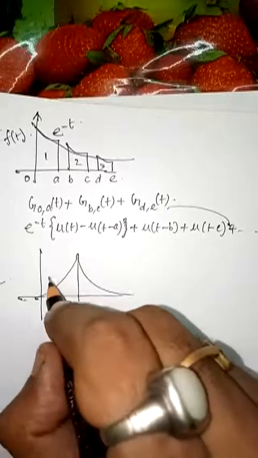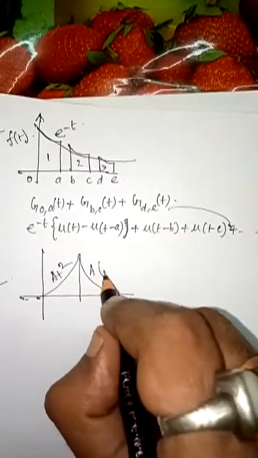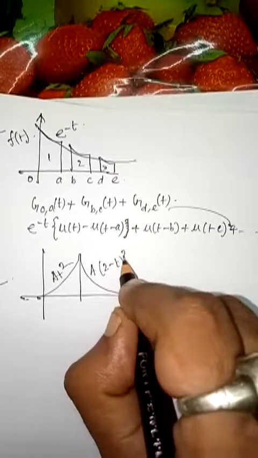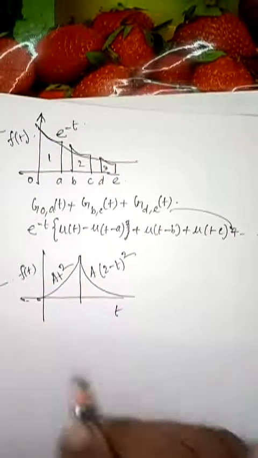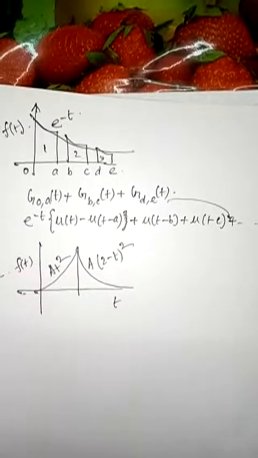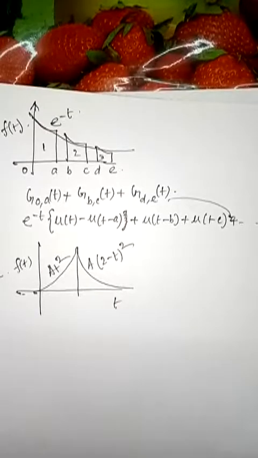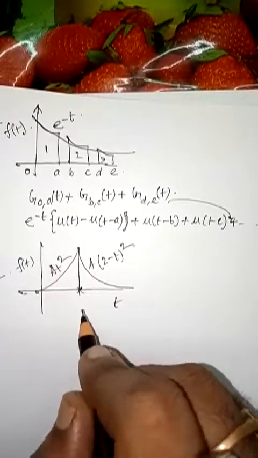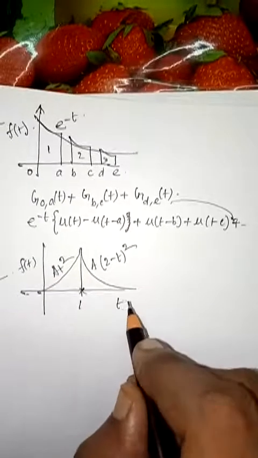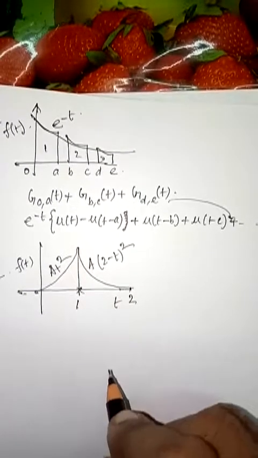This is given as t square. This is given as 2 minus t square. So this is the t axis, and this is the f of t axis. This is visible. Now they want to know what the function is from all this. Here you have to know this particular point is given in the question, that is 1, and the point where it touches is 2.